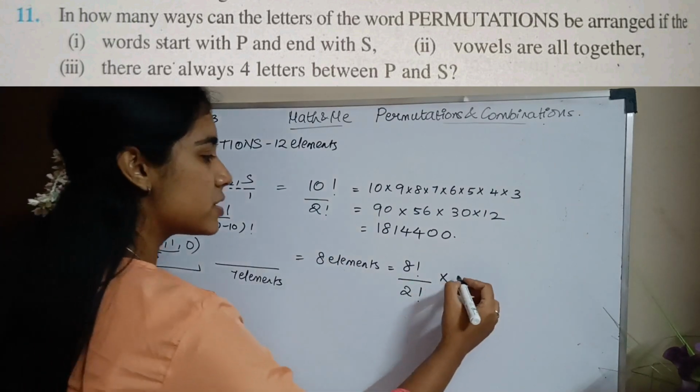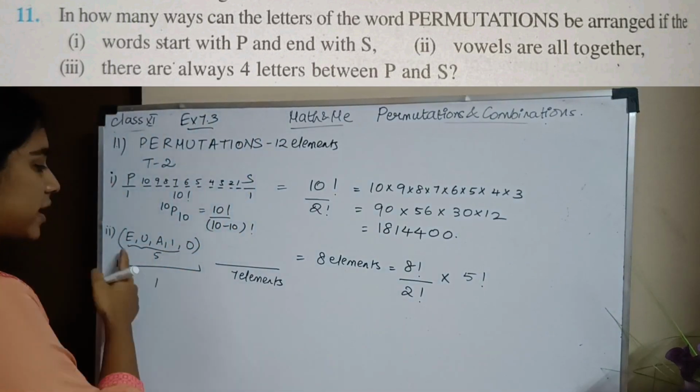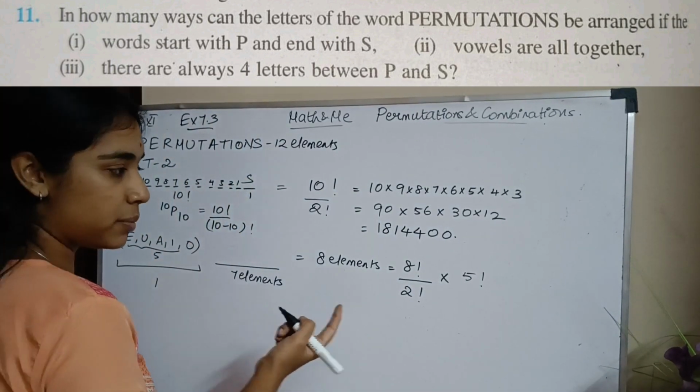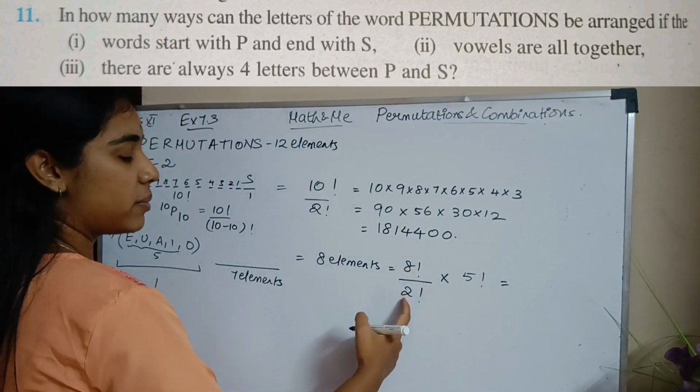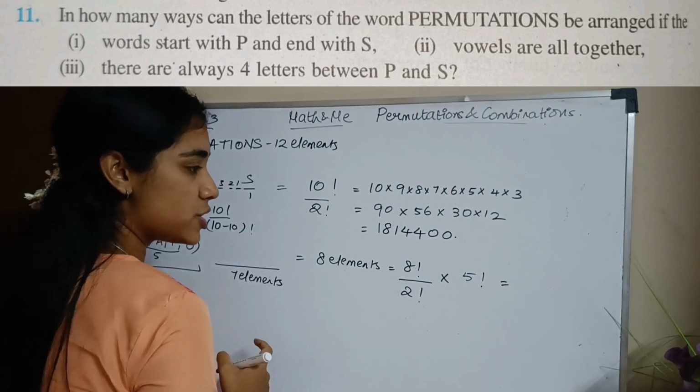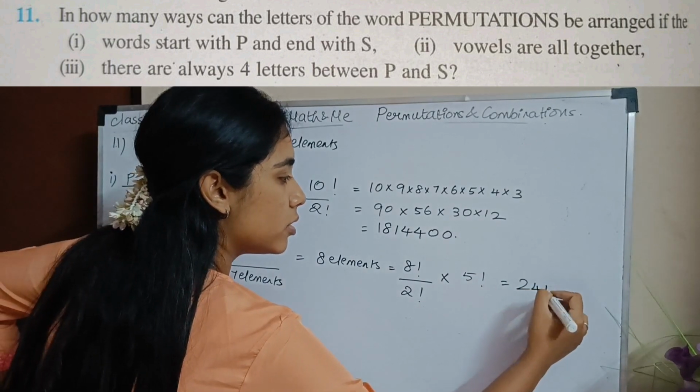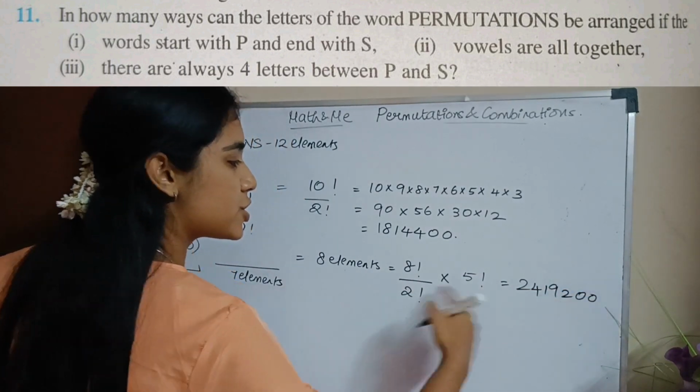1, 2, 3, 4, 5. So I have 5 elements. Do I have any repetition? I don't have any repetition. So this will be my final value. So it will be 8 factorial divided by 2 factorial times 5 factorial, which is 2419200. Just do the computation.